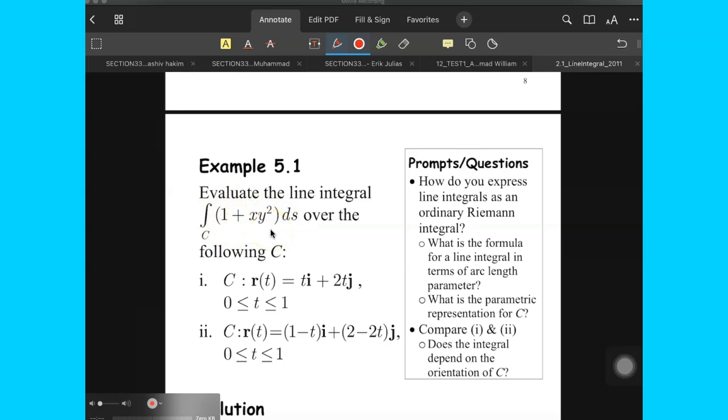Okay. So you can see here, in order to evaluate the line integral, you must have the integrand, and you must have the information about the curve. So now you have two questions here. Using the same integrand, our curve is different, because we have a different vector function. So I'm assuming we have a different curve. Your curve is given in vector form, and t from 0 to 1.